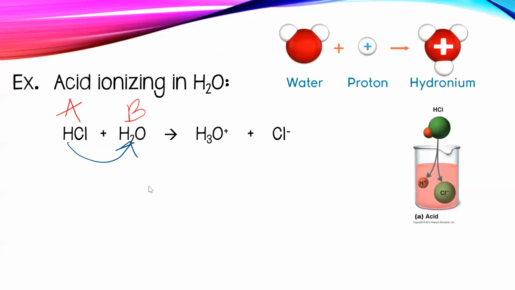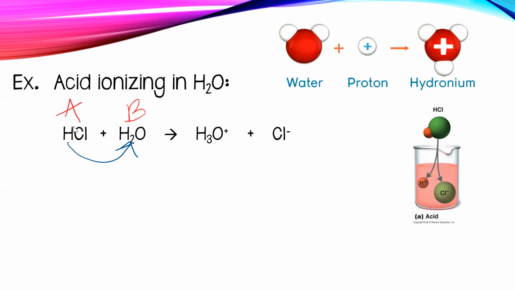So in ionization reactions, you have to label the acid and the base. Remember, acids usually start with H. So HCl is our acid, hydrochloric acid. And in this case, water is our base. Water can be an acid or a base, it just depends. And it yields H3O+ and Cl-.